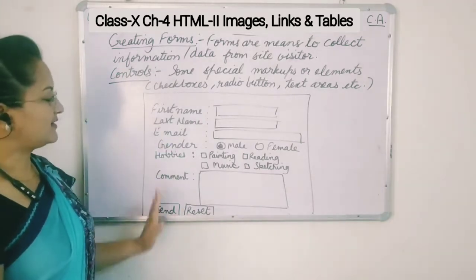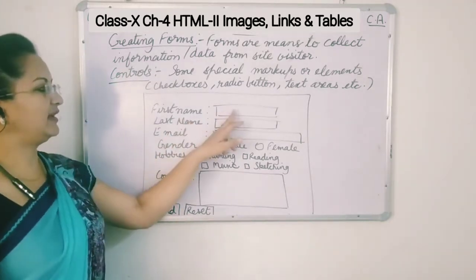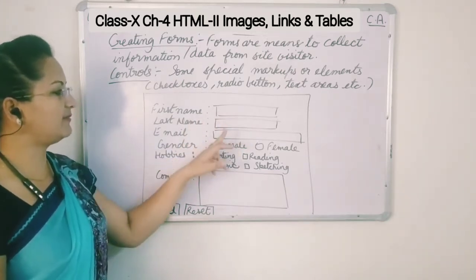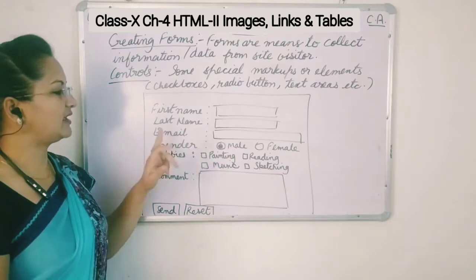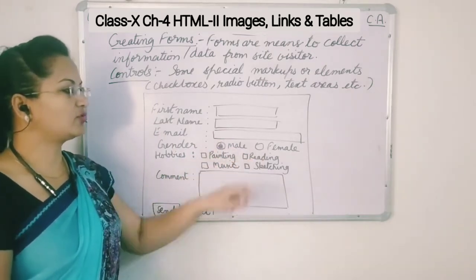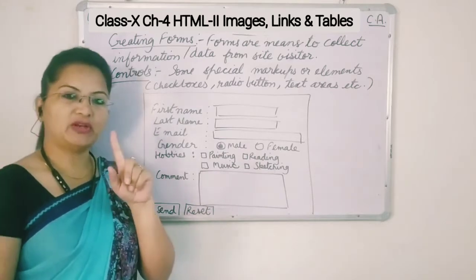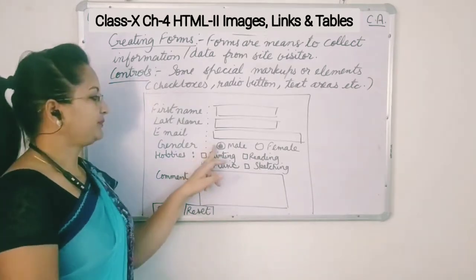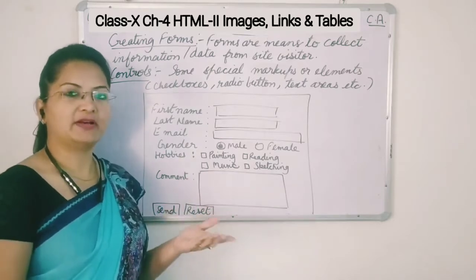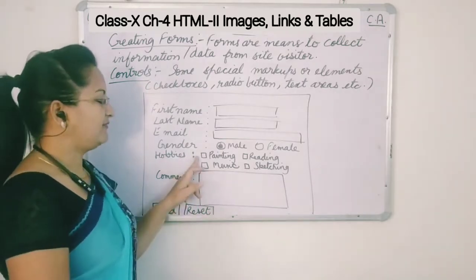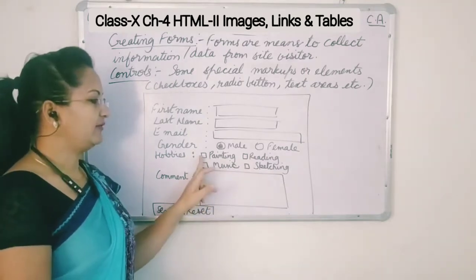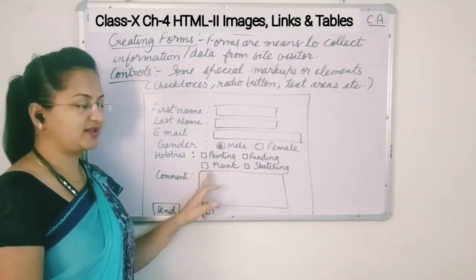So here is a simple form, students, in which in one text field we can enter the first name, in this text field the last name, and in this text field the email. These are radio buttons. Radio buttons are used to check only one choice. Then hobbies. There can be multiple hobbies, so when we have multiple choices, we can use checkboxes. We can choose multiple checkboxes at a time.